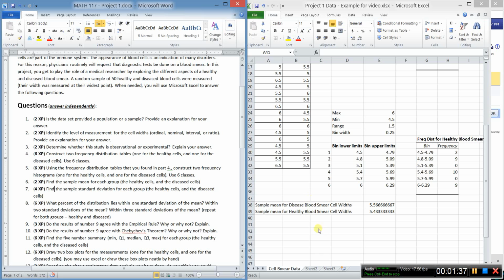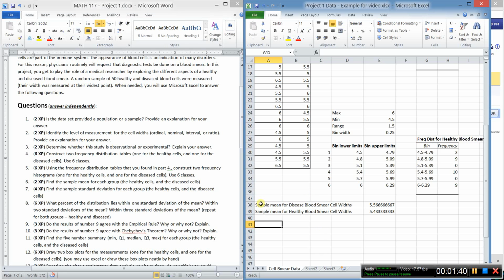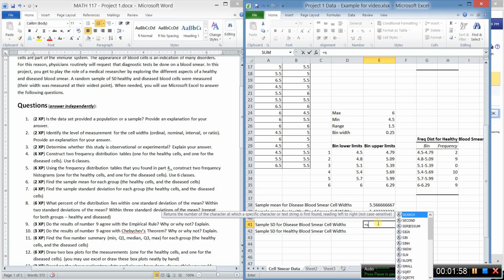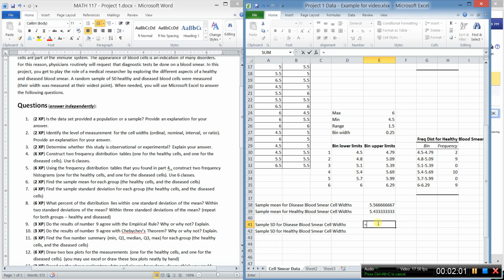Question number 7 is the sample standard deviation. So actually, I'm going to copy these, Control C, Control V, paste. Instead of sample mean, I'm going to say sample SD. SD stands for standard deviation. So then here I'm going to write standard, or maybe it's deviation. Let's see, SD. You see, it lists all the available functions when you start typing. So when I did standard, oh, there we go.